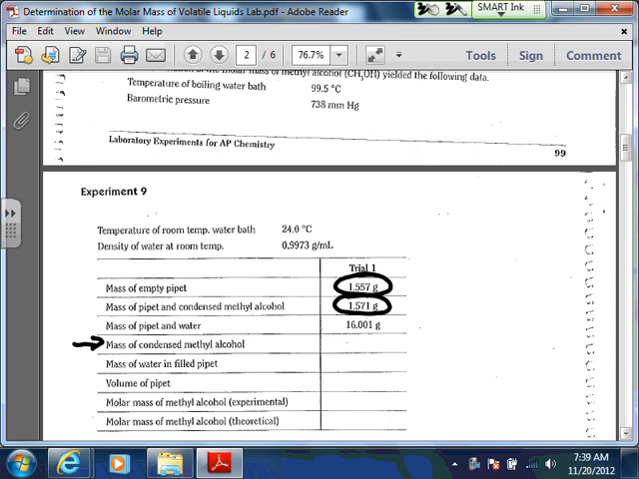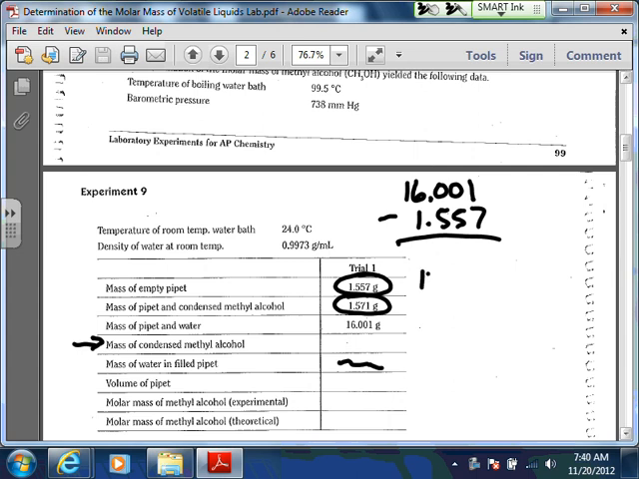The mass of the water in the filled pipette. Okay, the way that we can figure that out, we know the mass of the pipette plus the water, so we need to take the 16.001 minus the mass of the empty pipette, which is the 1.557. Whatever you find for the mass of the water, that's what's going to go in here for this number. And then we need to find the volume of the pipette. So I'll go ahead and calculate this so we can work it through. I'm getting 14.444 for the mass of the water.